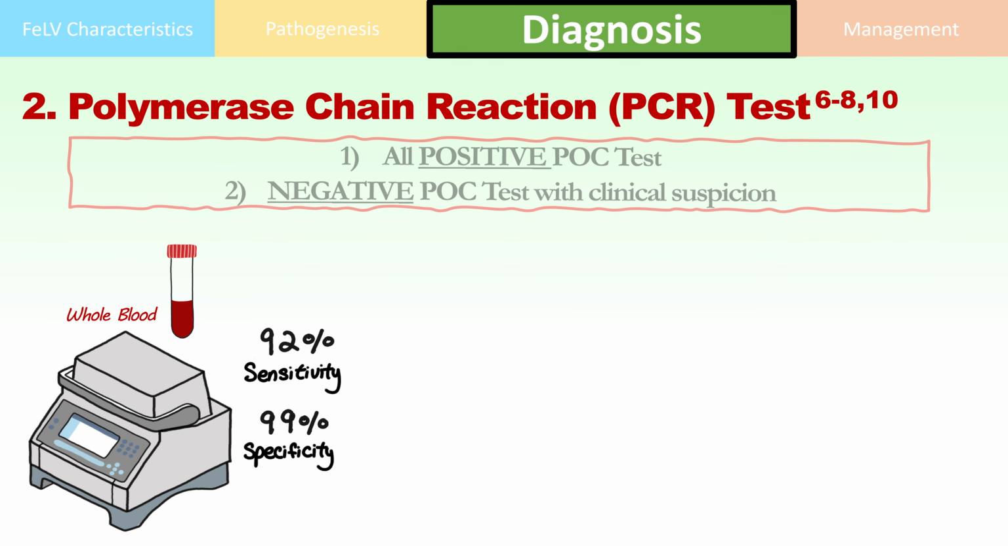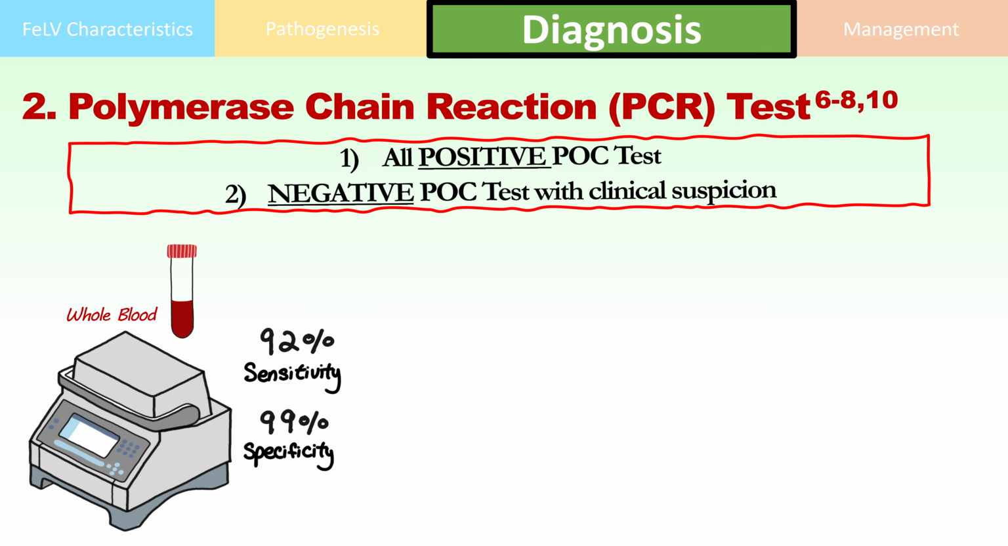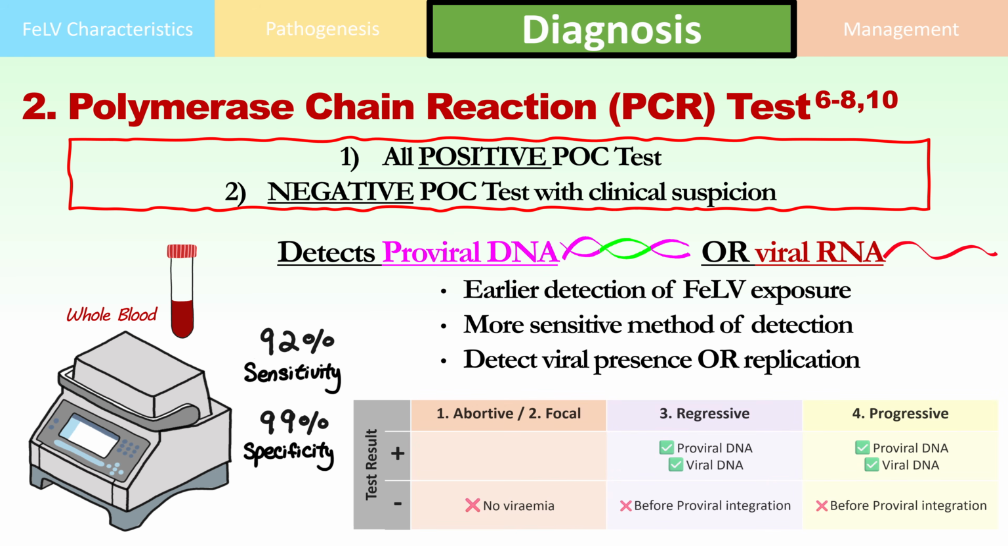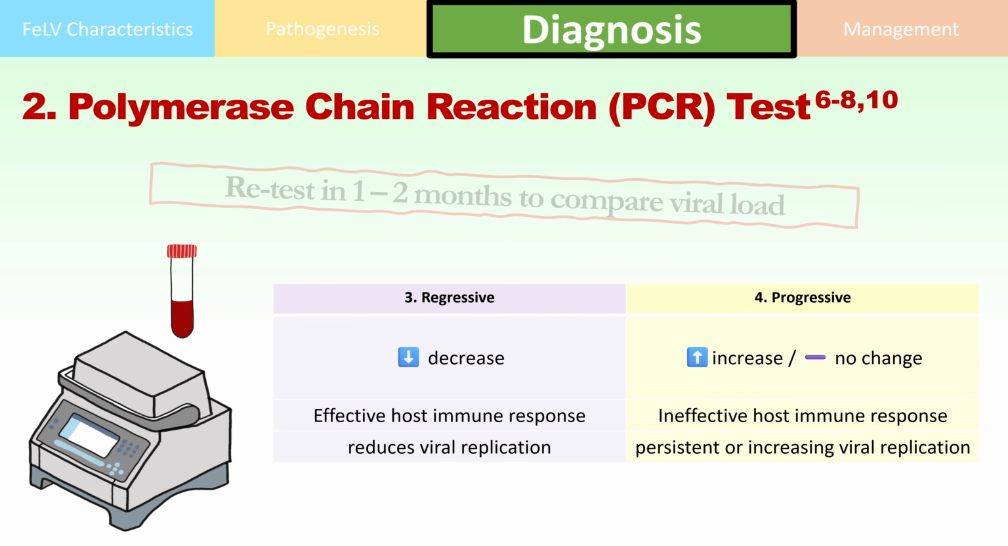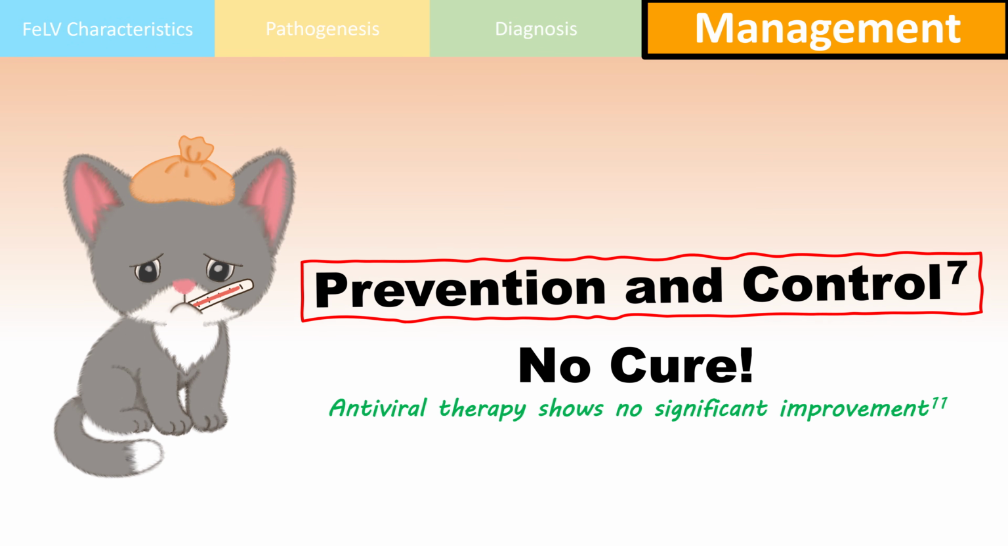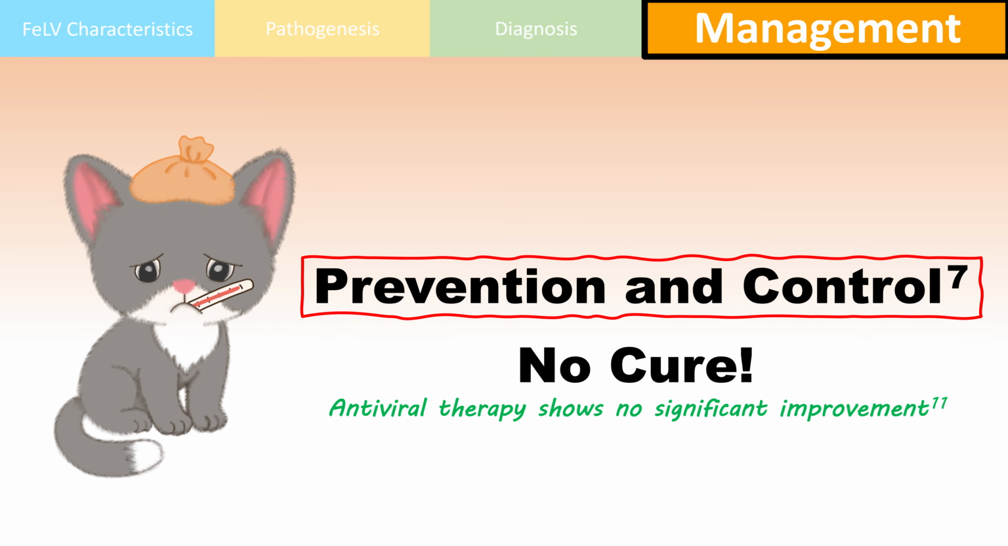PCR is recommended as a confirmatory test of viral presence by detecting proviral DNA or viral RNA. However, false negatives are still possible, and repeated tests are needed to distinguish between infection types. FeLV management centers on prevention without viable treatment.